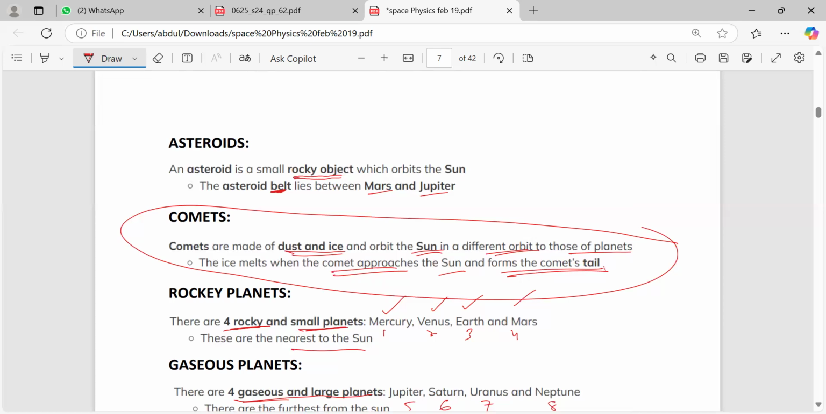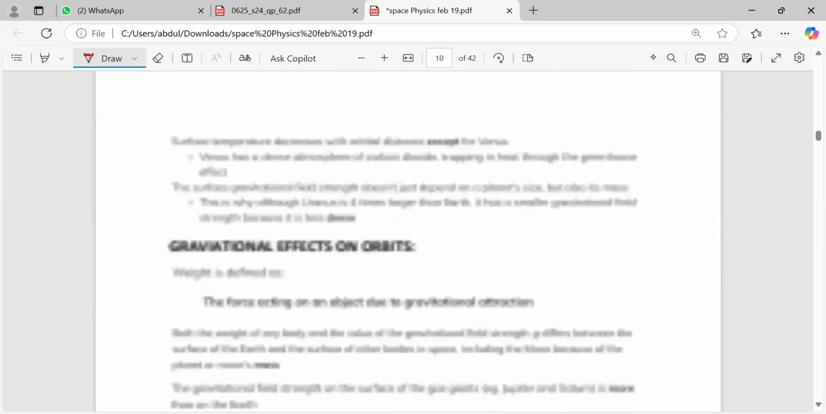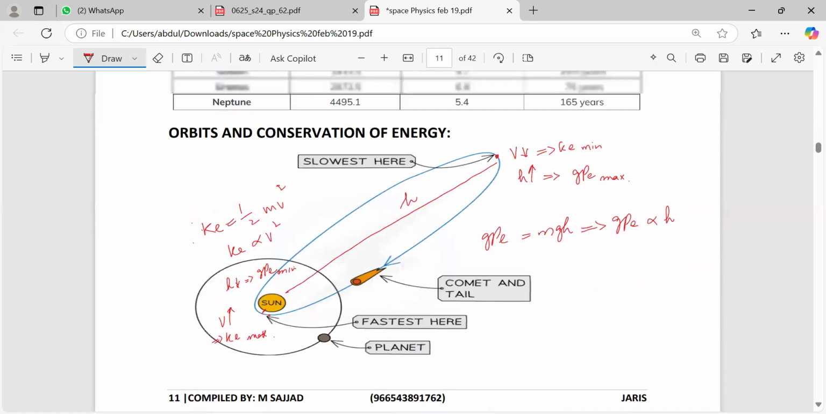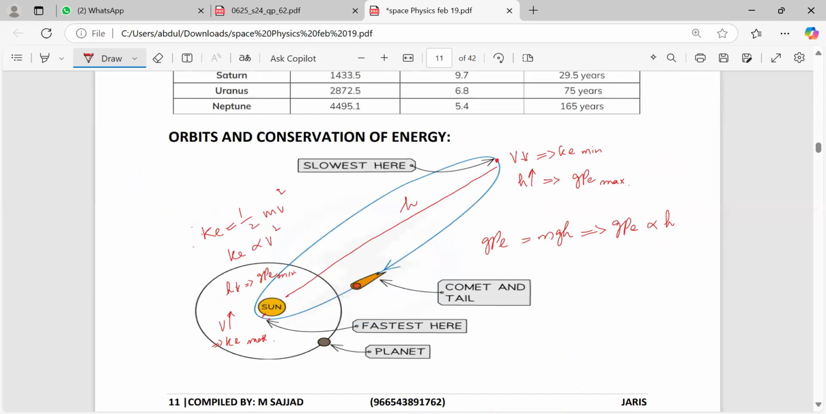Comments I would like to share with you, because many important questions you will find come from here: orbits and conservation of energy. Something is in front of you, and what can you see? Orbits and conservation of energy.